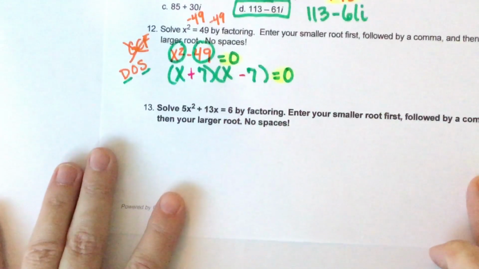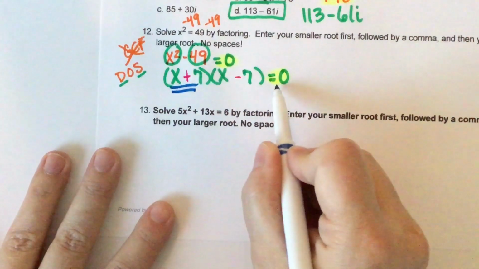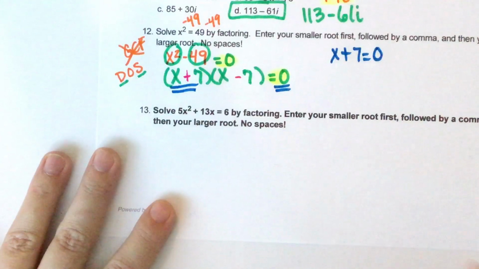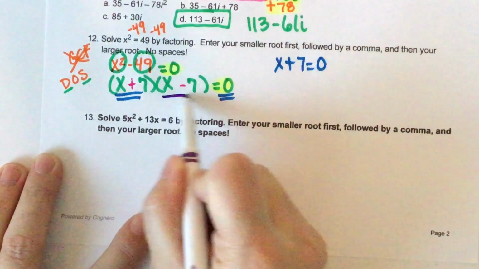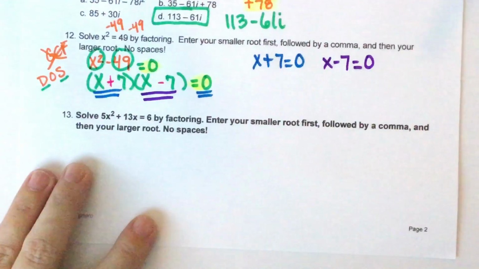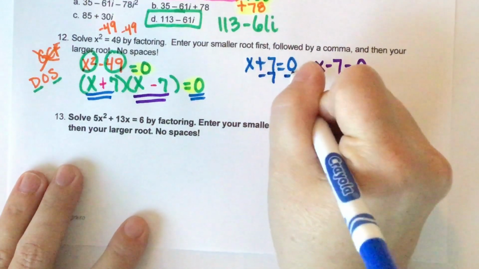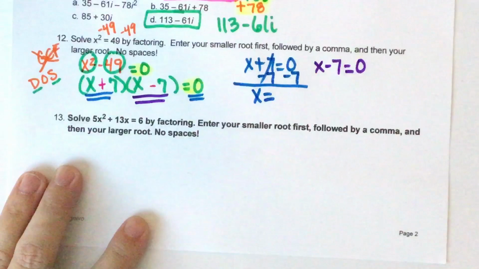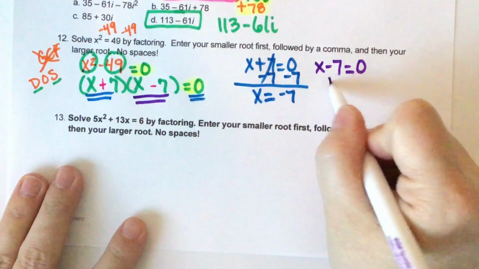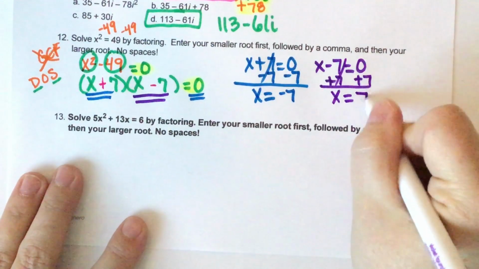Once you get the problem factored, you have to set your factors equal to 0 and solve. So I'm going to set x plus 7 equal to 0. And then I'm going to take my other factor, which is x minus 7, and set it equal to 0 also. And then I'm just going to solve these two equations. So to solve the first one, I get rid of addition of 7 by subtracting. And then 0 minus 7 is negative 7. And to solve the other one, I get rid of subtraction of something by adding. So I'm going to add 7 to both sides, and 0 plus 7 is 7.